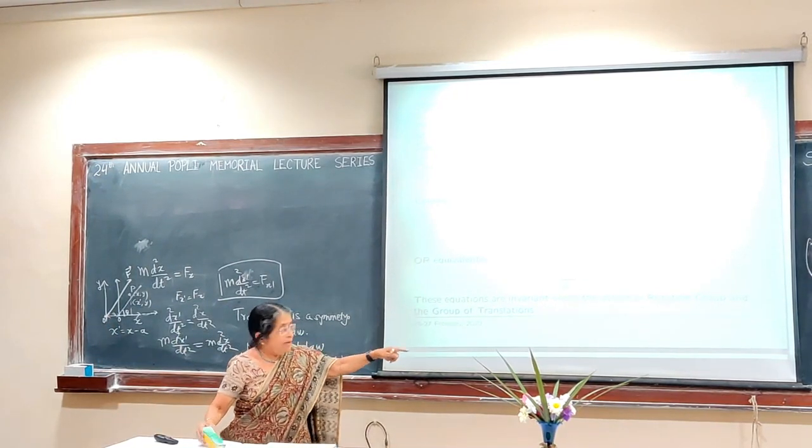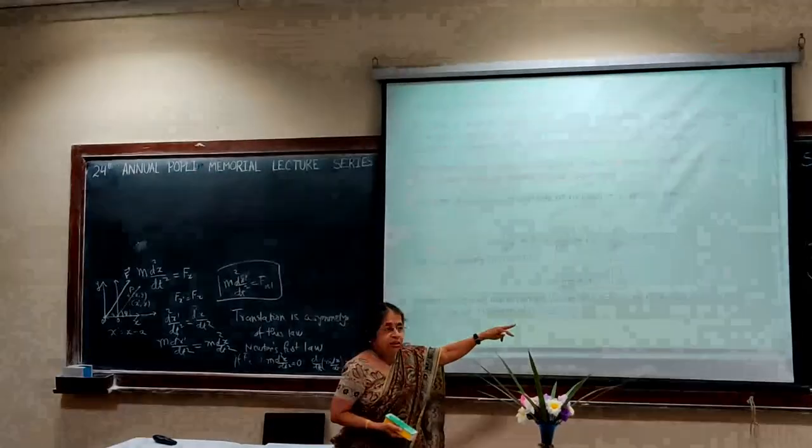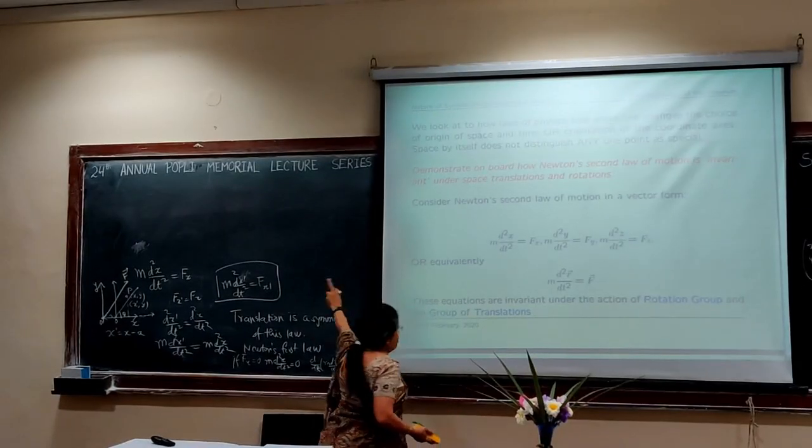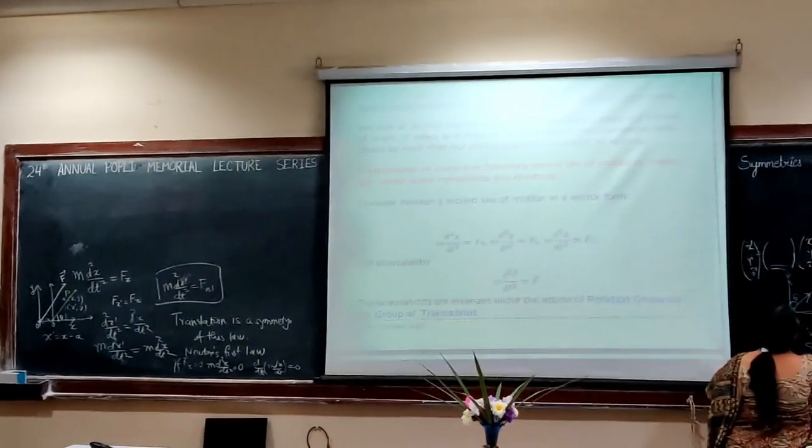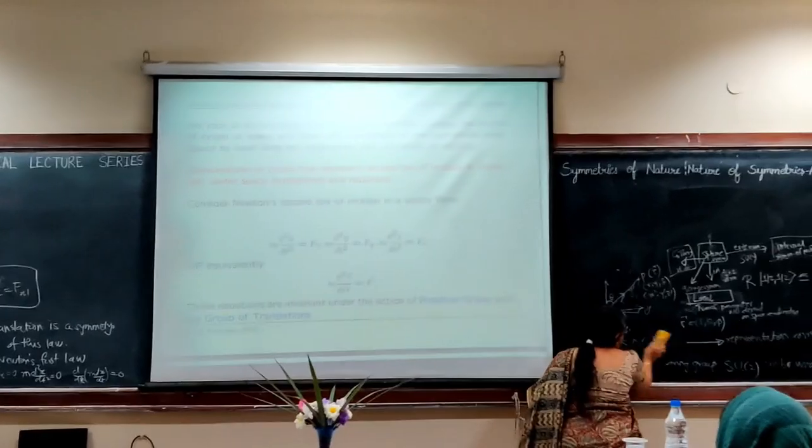So therefore, what I really have is this here, that m d²r by dt² is the force F. So this is the point that I want to make as the effect of rotations. So here I have done only translation. Now let me do the same thing for rotation. I can use my picture again.